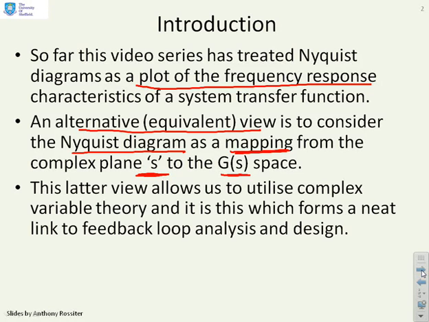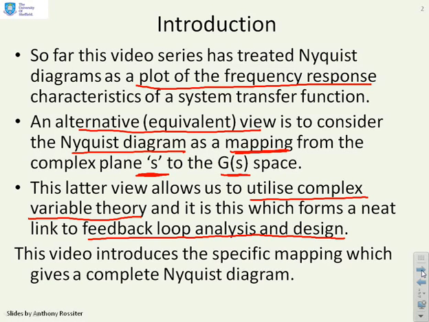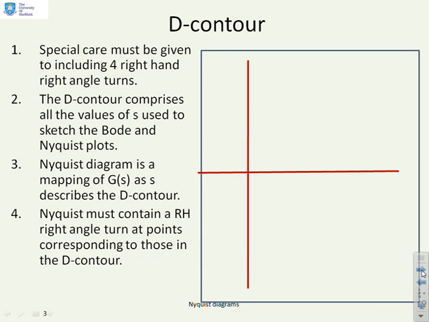Doing this is going to allow us to utilize complex variable theory, and that is going to help us with our feedback loop analysis and design, which is where we're going next. So this video is going to introduce the specific mapping needed to give a complete Nyquist diagram. We're going to use something called the D contour.